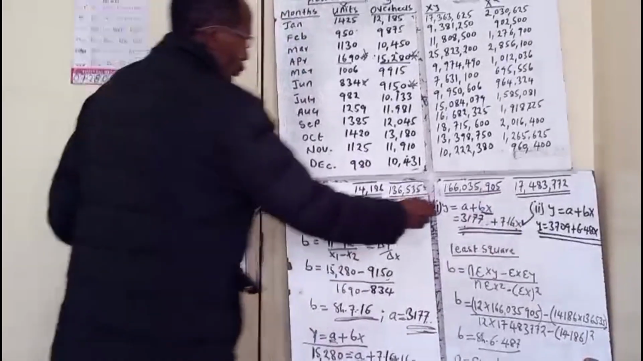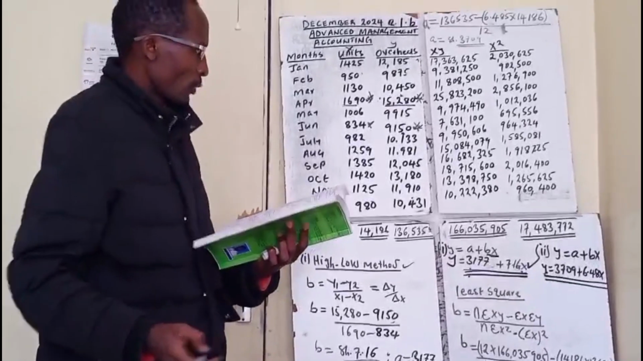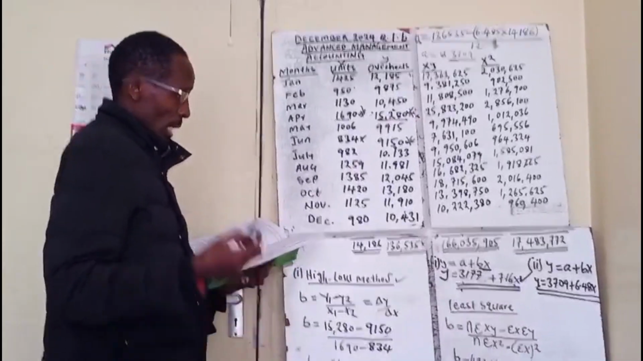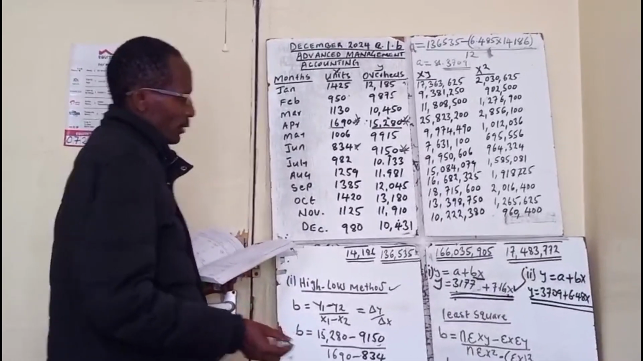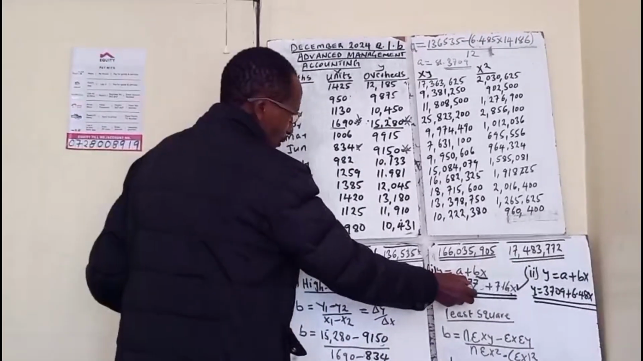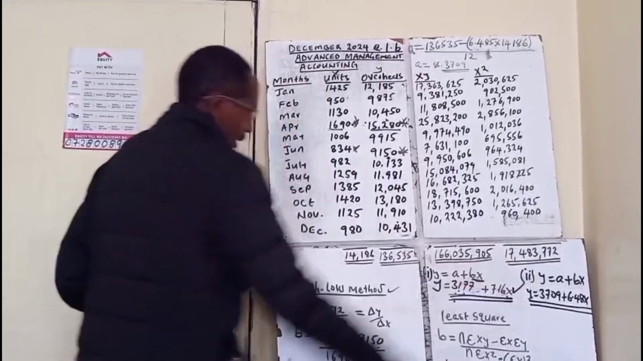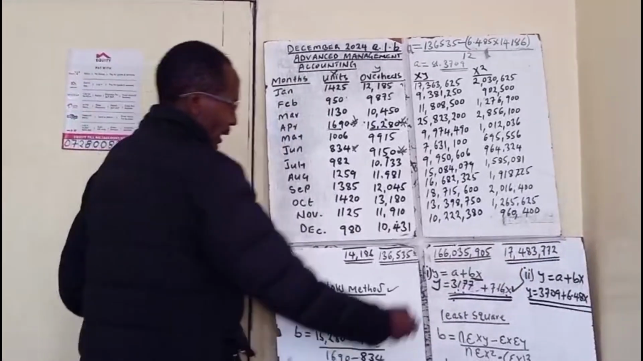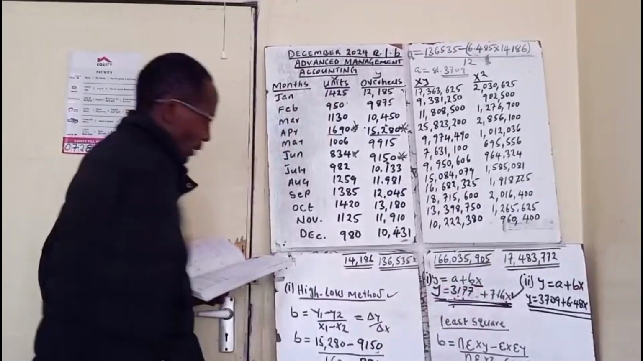So you should be able to calculate the value of y at any level of output. If, for example, you are told, what is the cost if we produce 100 units? You just take that 177 plus 7.16 times 100. So at any level of activity, we should be able to calculate the value of y. So that is the answer for number 1.